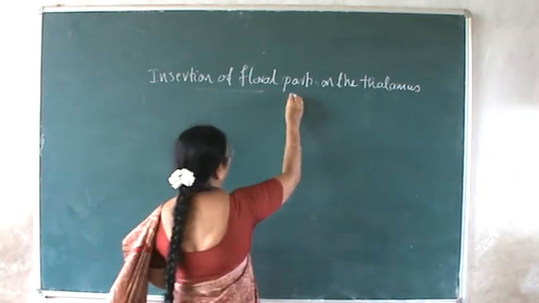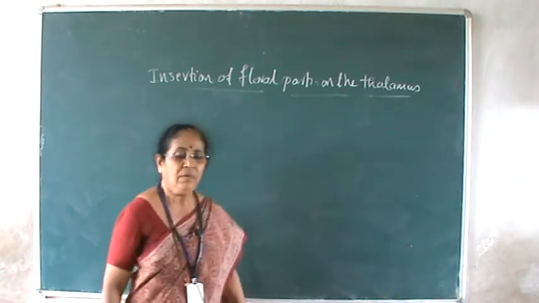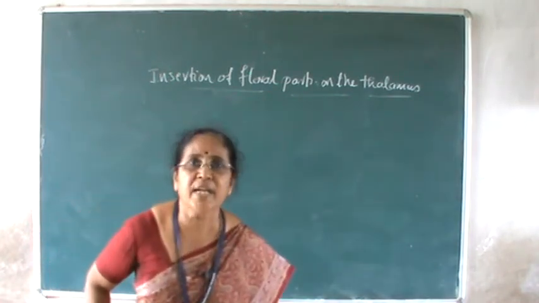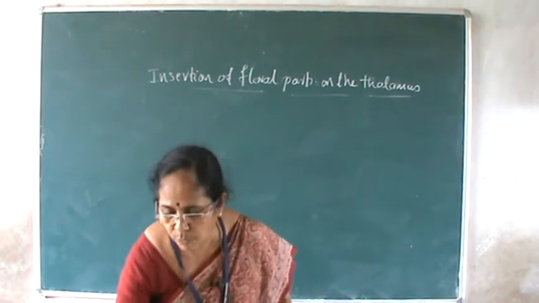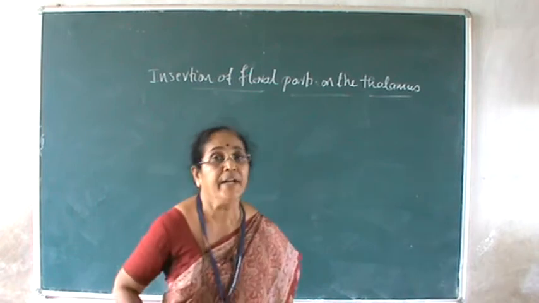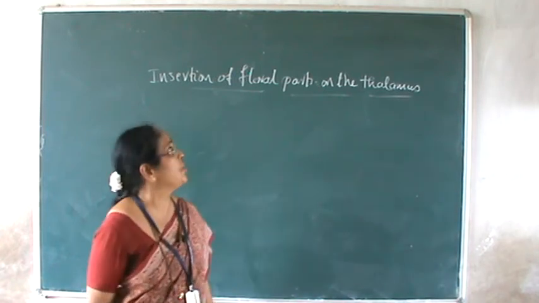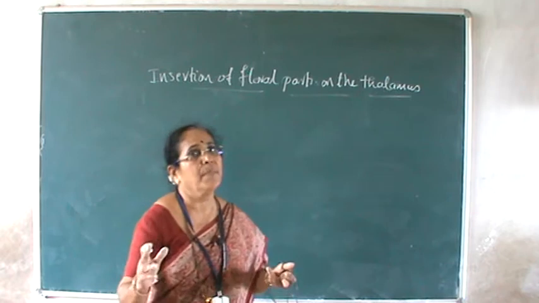Okay, insertion of floral parts on the thalamus. Based on the insertion of floral parts, the flower is made up of 4 different whorls: the calyx, corolla, androecium, and gynoecium. So, based on the insertion of all these 4 parts on the thalamus, what is the thalamus now?